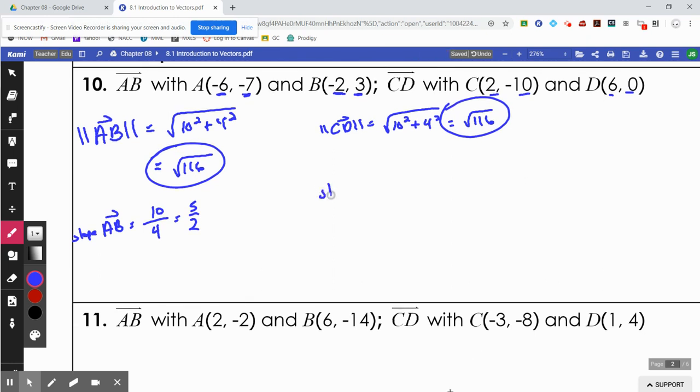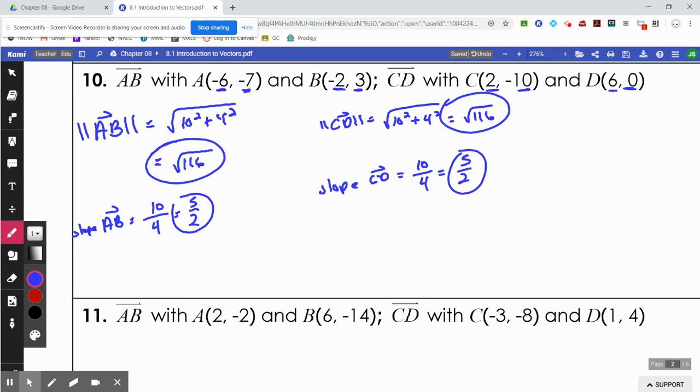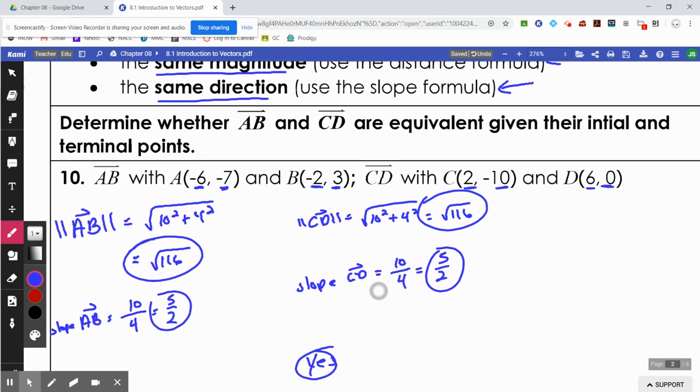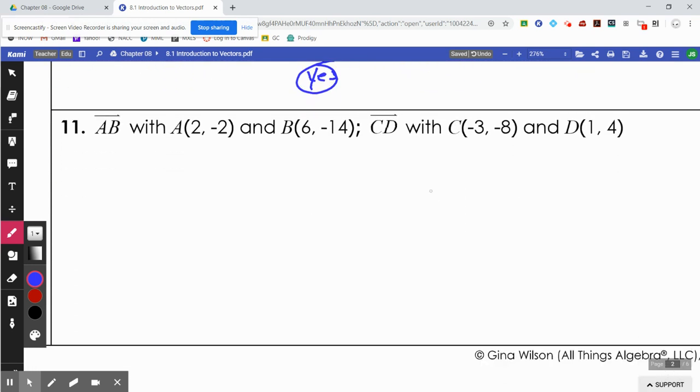Now let's find the slope of AB, or excuse me, of CD. That's going to be y2 minus y1, which is 10, over x2 minus x1, which is 4. If you reduce it, you get 5 halves. So again, notice they're the same. So these two vectors are equivalent. Yes, let's actually see what the directions say to do: determine whether they are equivalent. So yes, they are equivalent.